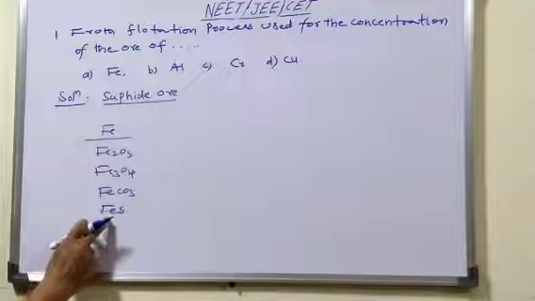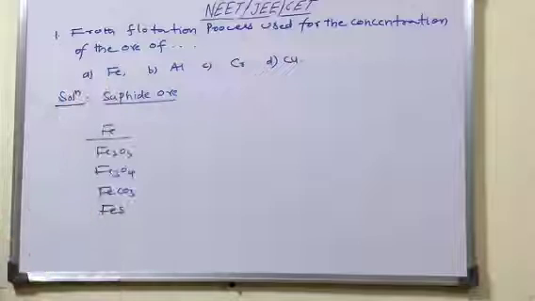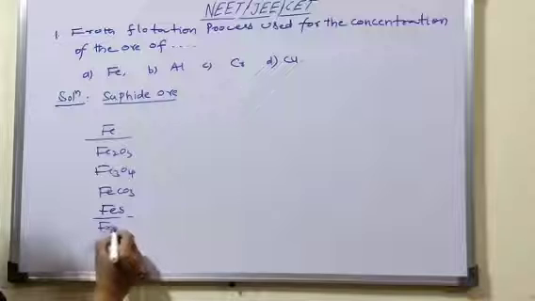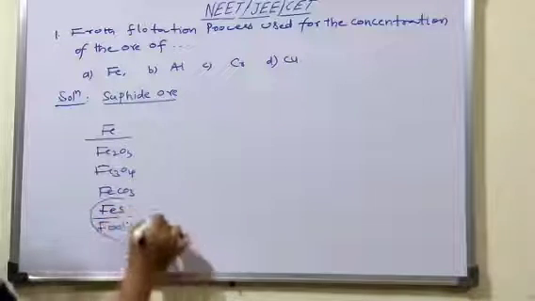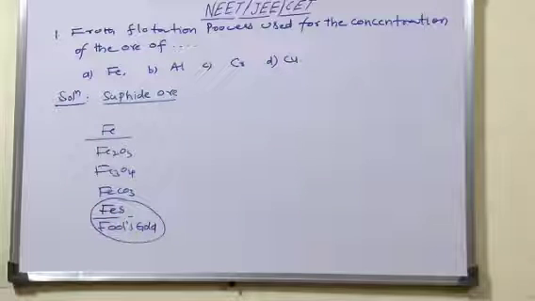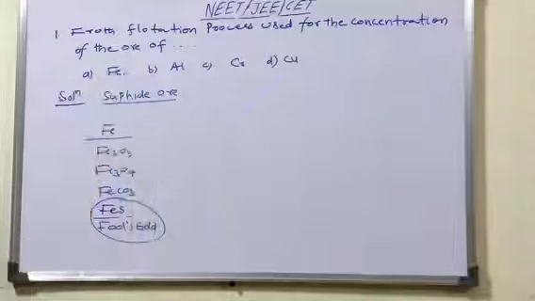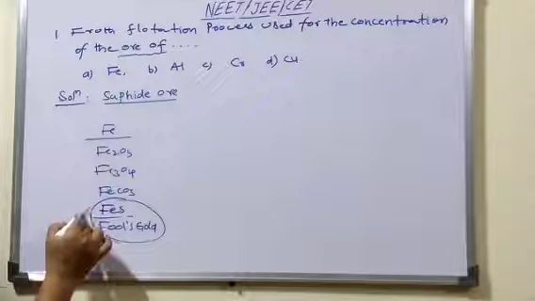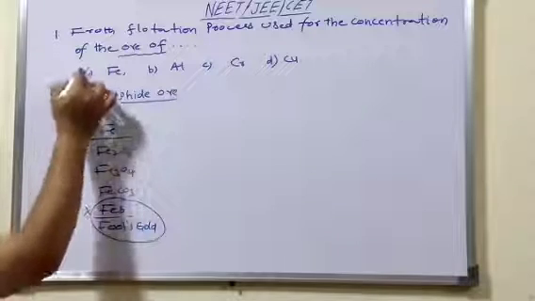But iron sulfide is not an ore of iron. This we are calling fool's gold also. Remember, iron sulfide is called fool's gold. Though it is in the form of sulfide, it is not used as an ore. So option A is wrong.